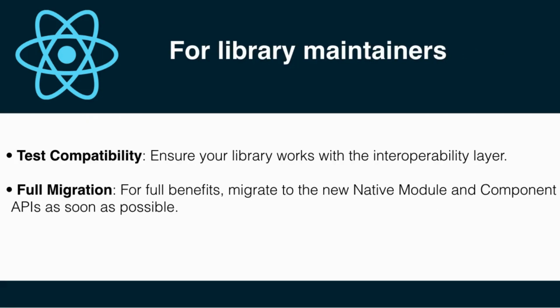For library maintainers. If you are a library maintainer, please first test that your library works with the interop layer. If it does not, please open an issue on the New Architecture Working Group. To fully support the new architecture, it is recommended to migrate your library to the new native module and native component APIs as soon as possible. This will allow users of your library to take full advantage of the new architecture and support concurrent features.